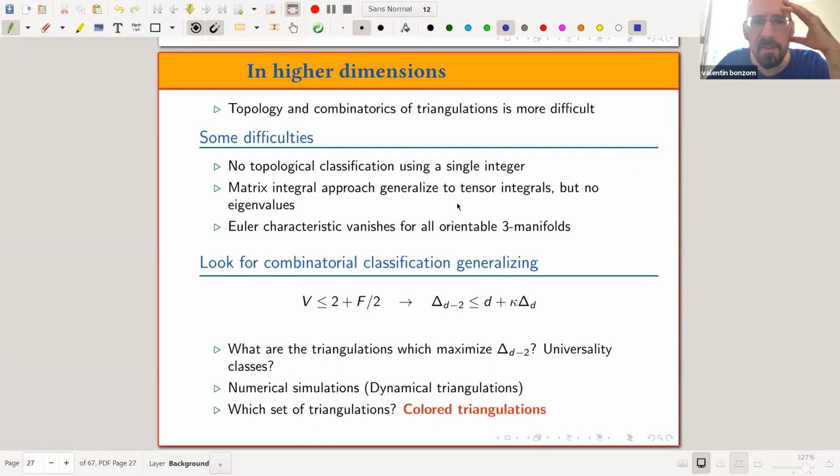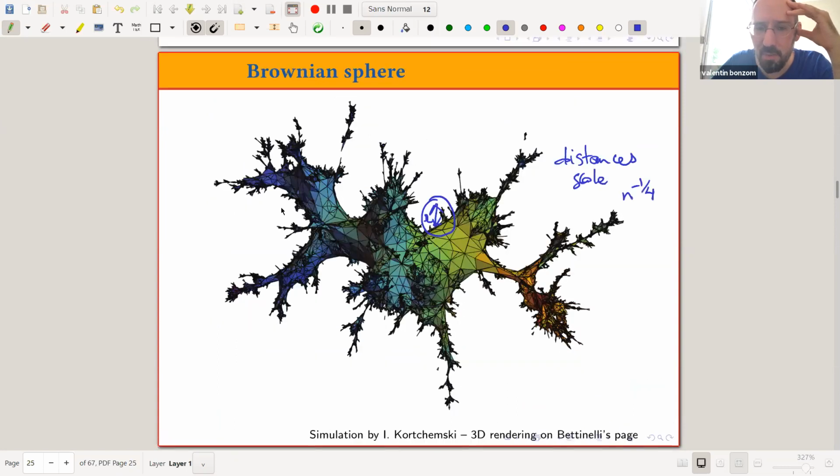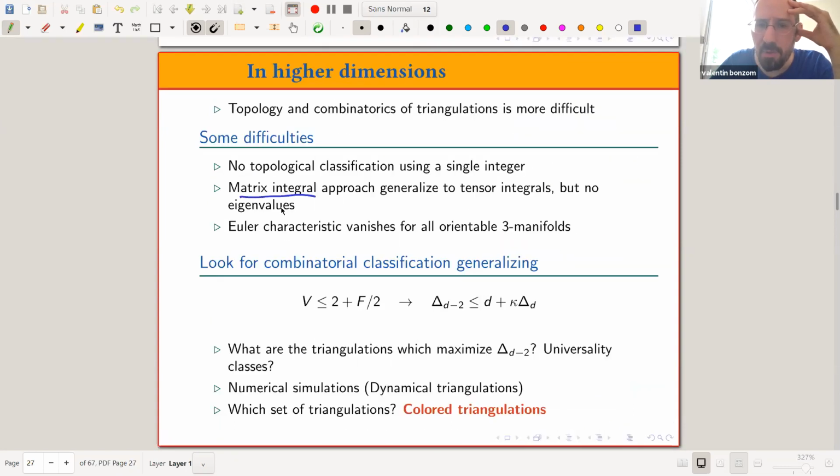There's an approach called matrix integrals, matrix models, that we'll talk about more later, which makes it possible to use eigenvalues of matrices to solve everything that I told you about. So here, those equations, you can get them from eigenvalues of matrices. It's quite beautiful. But you cannot do that in high dimensions, because if you have tensor integrals, you don't have eigenvalues.